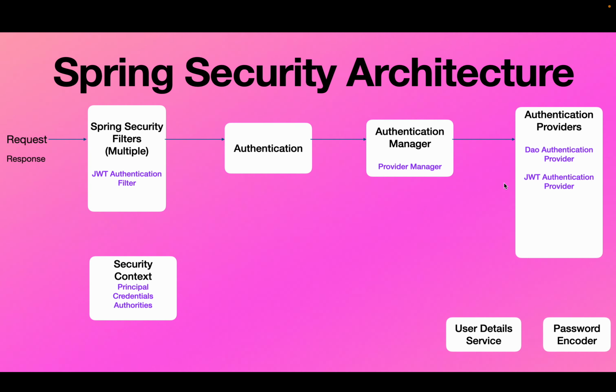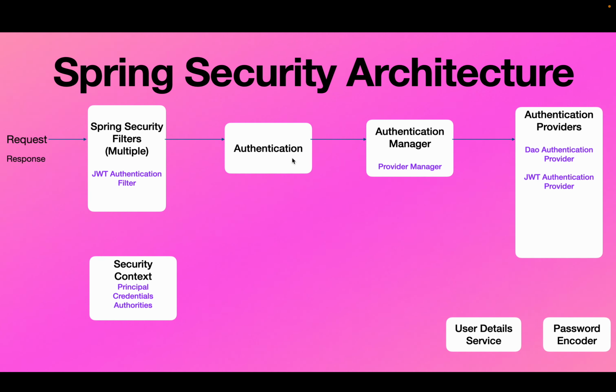So, what we have seen till now: my request will come to the Spring Security filter. The Spring Security filter will filter it and create an authentication object. Why is it creating an authentication object? Because the Spring Security framework supports only the username and password as the authentication object.